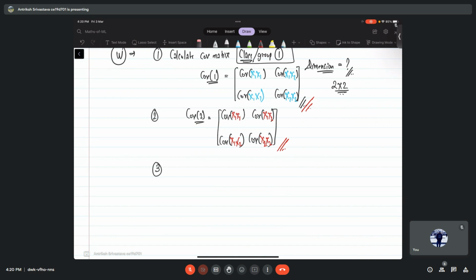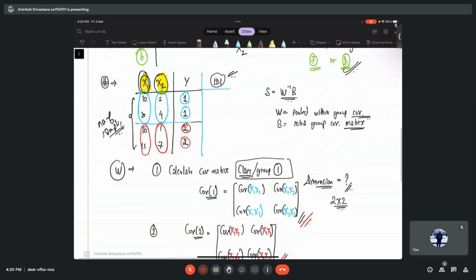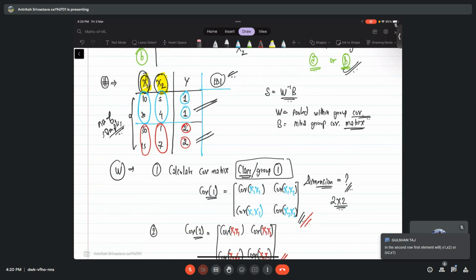Now we calculate W. W is nothing but a weighted average of these two covariance matrices. And what is this weight? The weight is the number of observations for one group minus 1. So in our case we have 2 for group 1 and 2 in the second row first element.